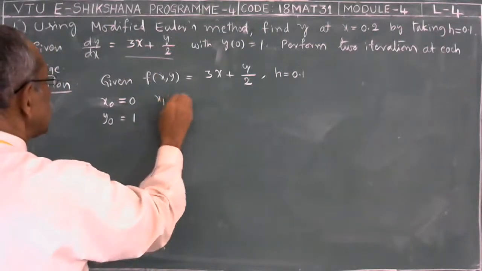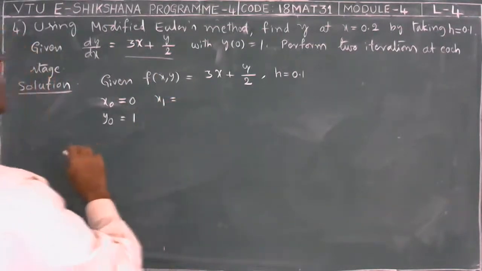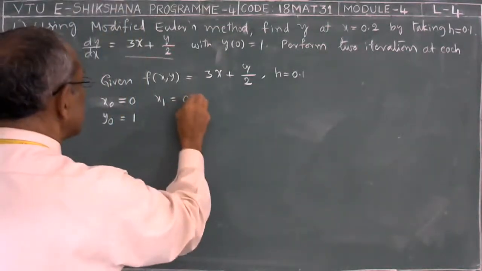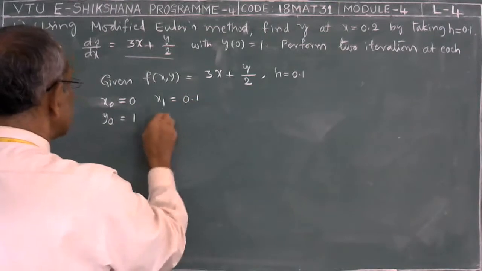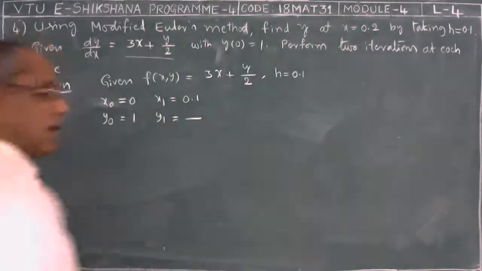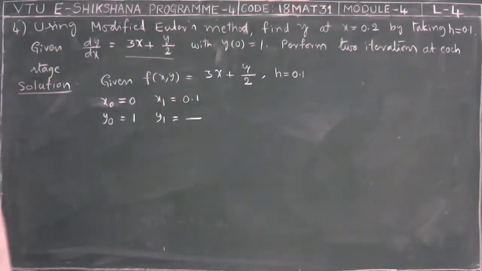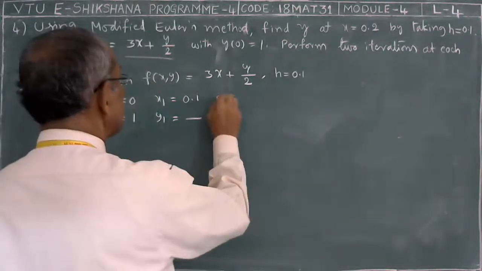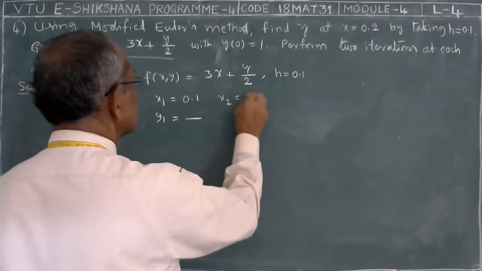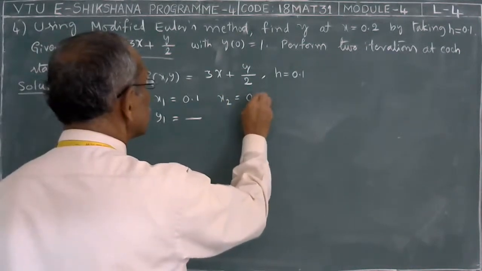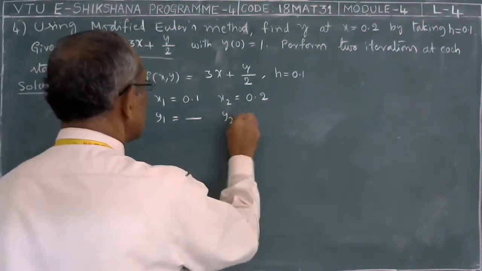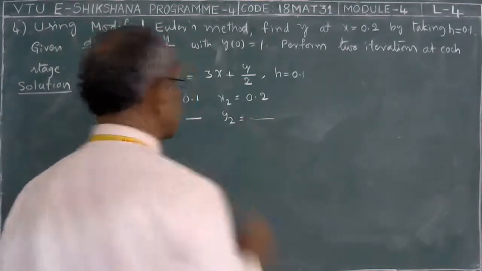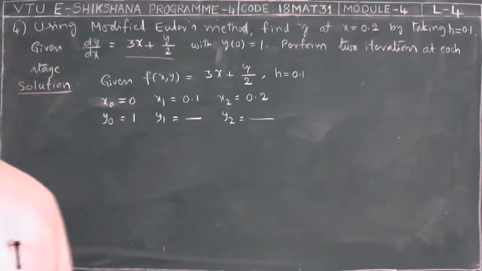Then x1 is in steps of 0.1, so 0 plus 0.1. The value of y here needs to be calculated using modified Euler's method. Then 0.1 plus 0.1 is your x2, which is 0.2. The corresponding value of y at x equal to x2 we need to calculate using modified Euler's method.